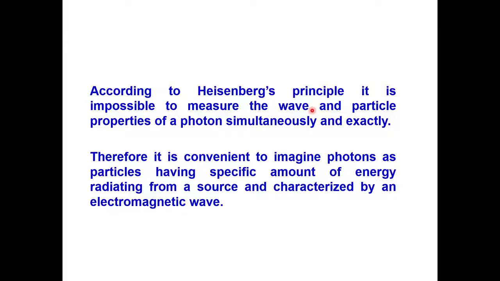Then can we use both? The answer is no. Why? Because according to Heisenberg's principle, it is impossible to measure the wave and particle properties of a photon simultaneously and exactly. It has got a lot of quantum mechanical connotations, but essentially stated it means that you cannot pinpoint the position of a wave corresponding to its position as well as energy. So, wave and particle properties of a photon simultaneously, it is not possible. There is always a certain amount of error associated when you want to measure the wave size as well as particle size at the same time. Therefore, it is convenient to imagine photons as having specific amount of energy radiating from a source and characterized by an electromagnetic wave.